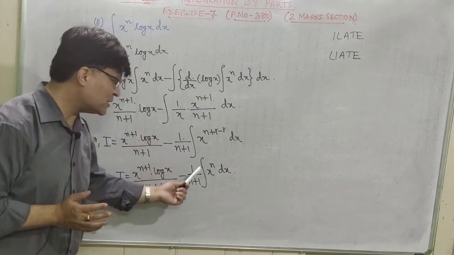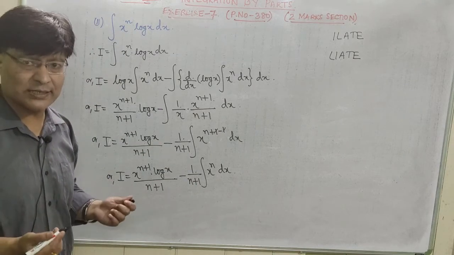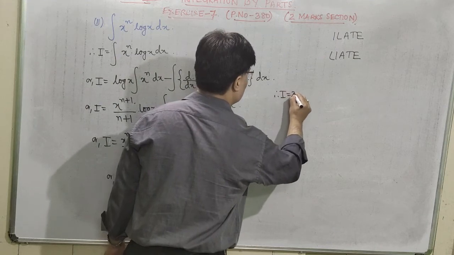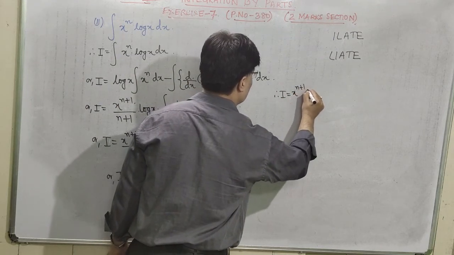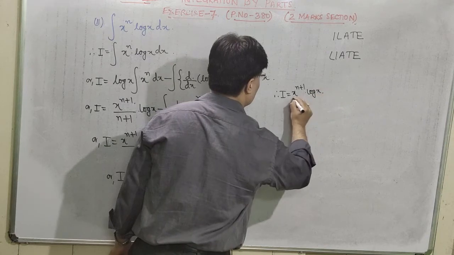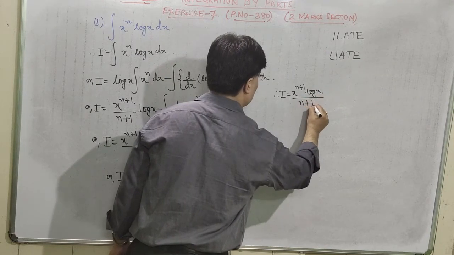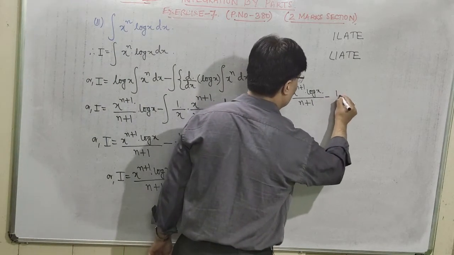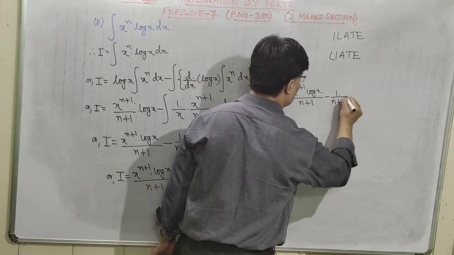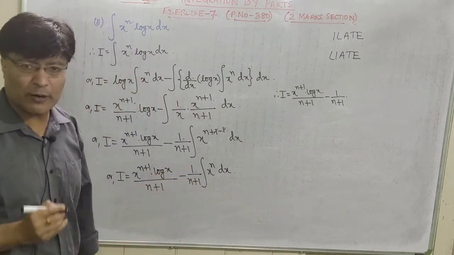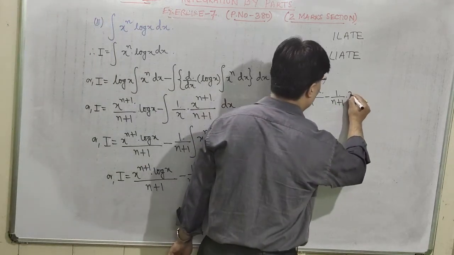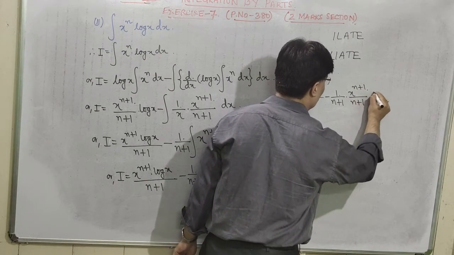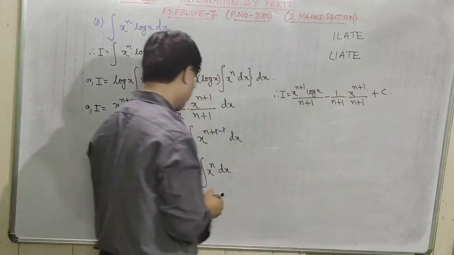Okay. Now again you can integrate x to the power n dx. That is your last integration, right? So therefore I is equal to x to the power n plus 1 into log x divided by n plus 1, minus 1 upon n plus 1 into, what is integration of x to the power n? It is x to the power n plus 1 divided by n plus 1, plus c.